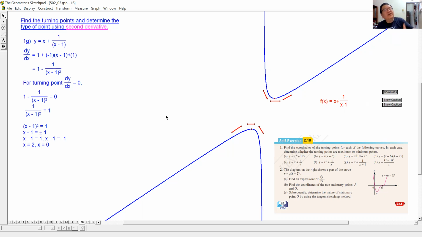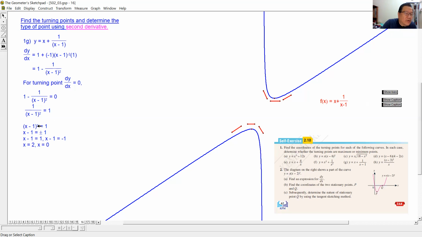Now, the first thing, find the turning point. To find the turning point, you put dy/dx equals to 0. That means you put this thing here equals to 0. So 1 over (x minus 1) squared equals to 1, because the negative brought over becomes positive. Then I flip over the top and bottom. So this becomes (x minus 1) squared. The other side also becomes 1. No matter how you flip, 1 becomes 1 also.